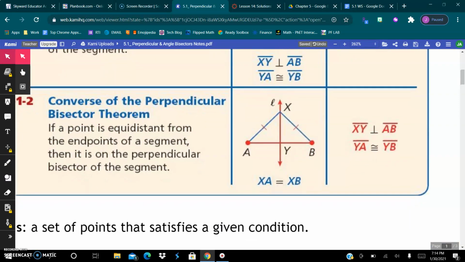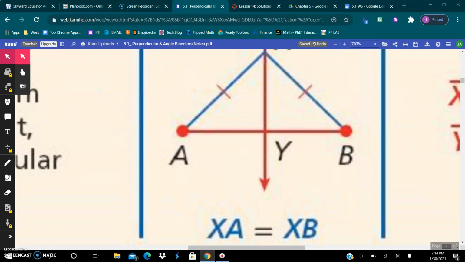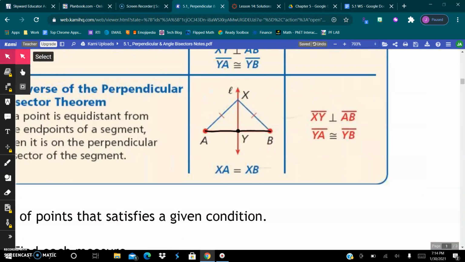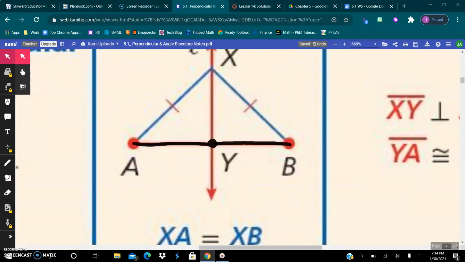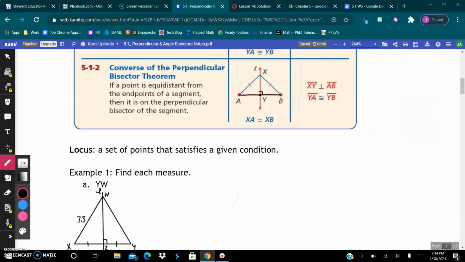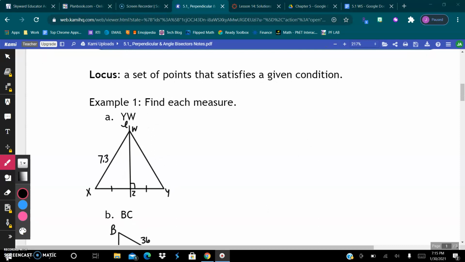And the converse of that is saying that if a point is equidistant from the endpoints of a segment, then it is on the perpendicular bisector of the segment. So if it's the same distance from that point into the middle and the same distance in here, then this is on the bisector, the perpendicular bisector. And then that proves that this is a 90-degree angle as well, because it's perpendicular. All right, another vocab word is locus. That is a set of points that satisfies a given condition.